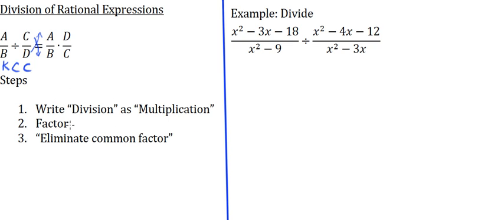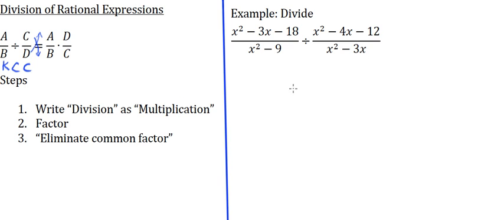top and bottom, even if the fractions show different components repeated, not necessarily in the same fraction, right? You can always eliminate. Let's explain this via this example here on the right. Divide x squared minus 3x minus 18 over x squared minus 9. Divide that by x squared minus 4x minus 12 over x squared minus 3x.